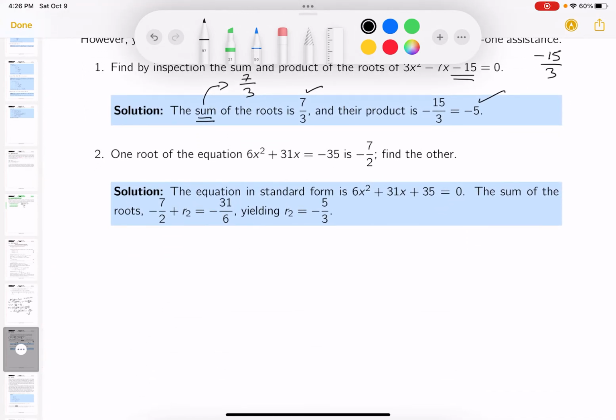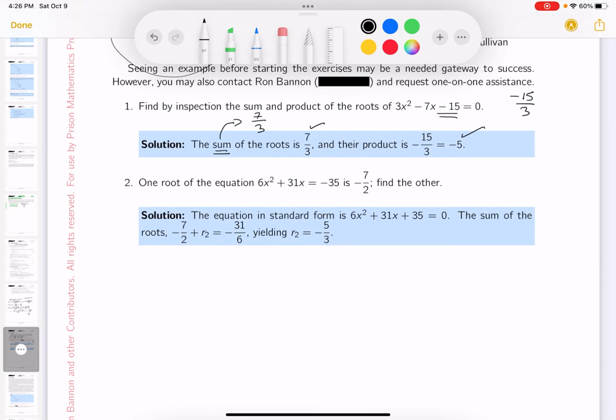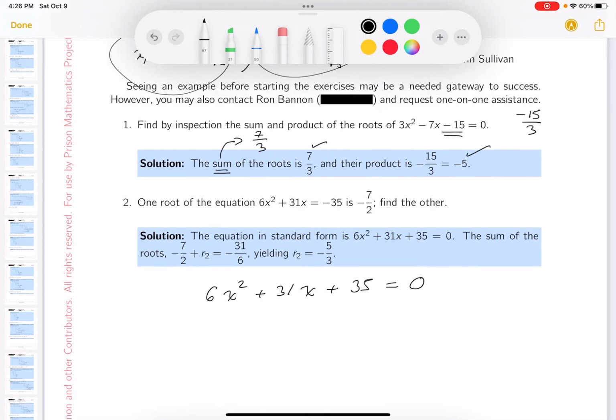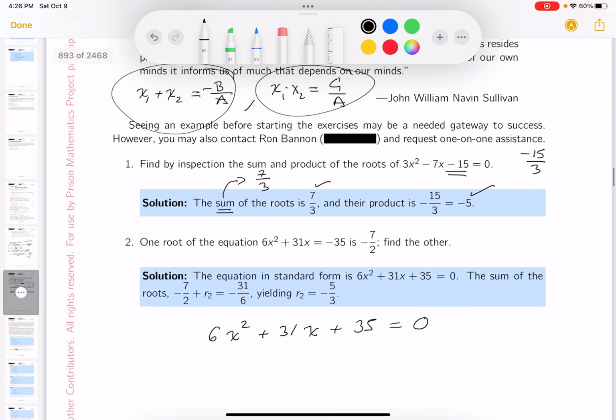All right, this one, I don't know, it's not too bad. It says one root of the equation is minus 7 halves. Find the other. Well, I bet this has something to do with the sum and product. All right, so let's write this down. You're going to get 6x squared plus 31x plus 35 equals 0. And let's talk about the sum of the roots, all right?